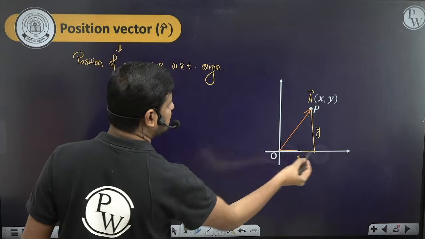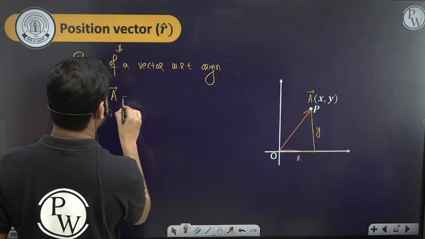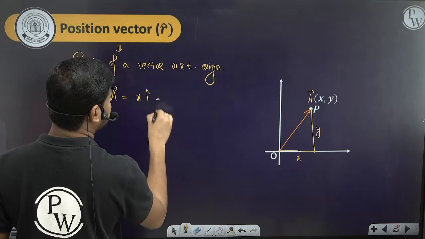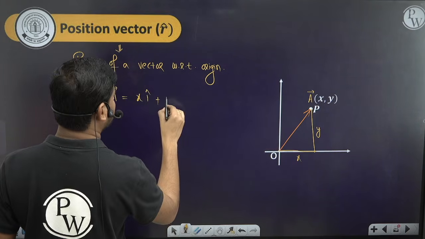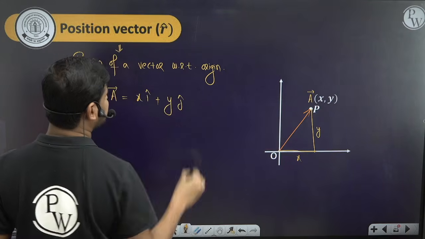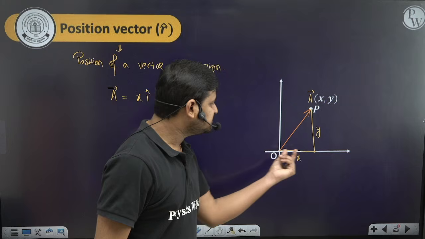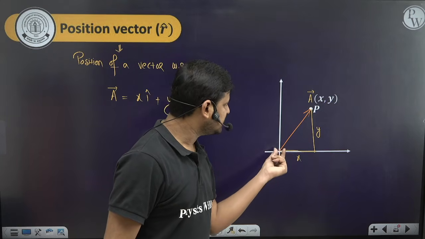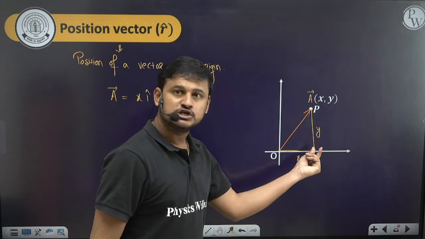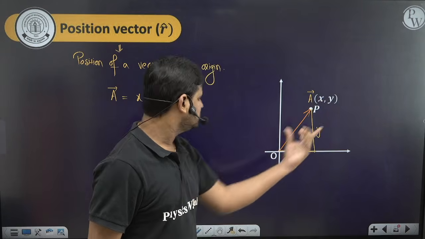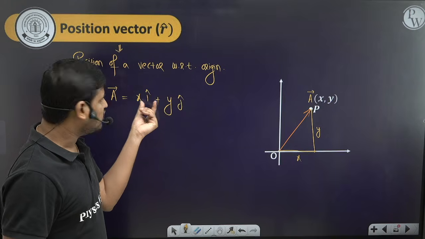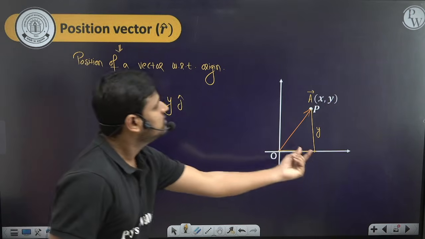In the x direction it is x cap, and in the y direction it is y j cap. In the x direction its magnitude is x, the x distance, and in the y direction it is at the y distance. That's why x i cap along the x axis, y j cap.